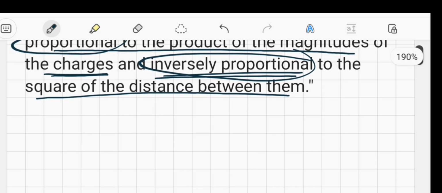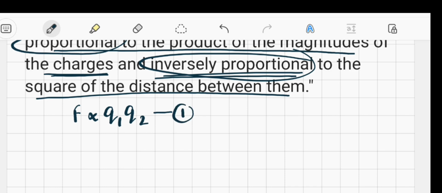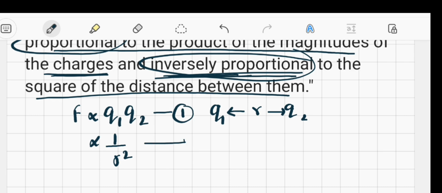Now, how will we write it? We will write that the force is directly proportional to the product of the magnitudes of both the charges. Let us consider the two point charges are q1 and q2. This is equation 1. The second statement says that it is inversely proportional to the square of the distance between them. Let us consider the two point charges q1 and q2 are separated by a distance r. So we can write it as r square. So this is equation 2.